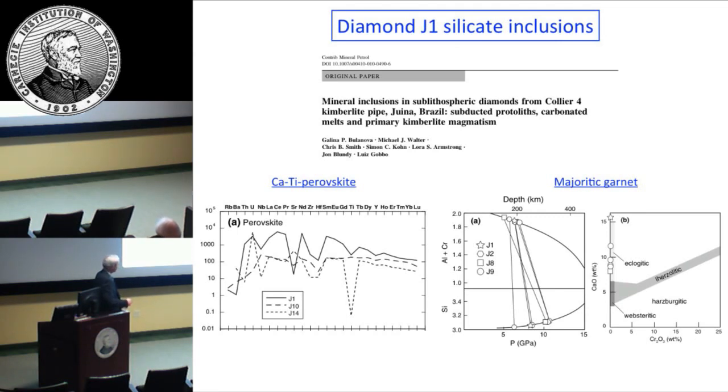And this is about at the base of the lithosphere, which is probably where the diamond was picked up and transported to the surface. Now, significant to the later part of the story, and I'm going to show you in a second, is the eclogitic composition here of the majorite garnet. This is the diamond J1 majorite, and you can see it falls very square in the eclogitic field, which means it's got affinities with recycled basaltic material at high pressure.